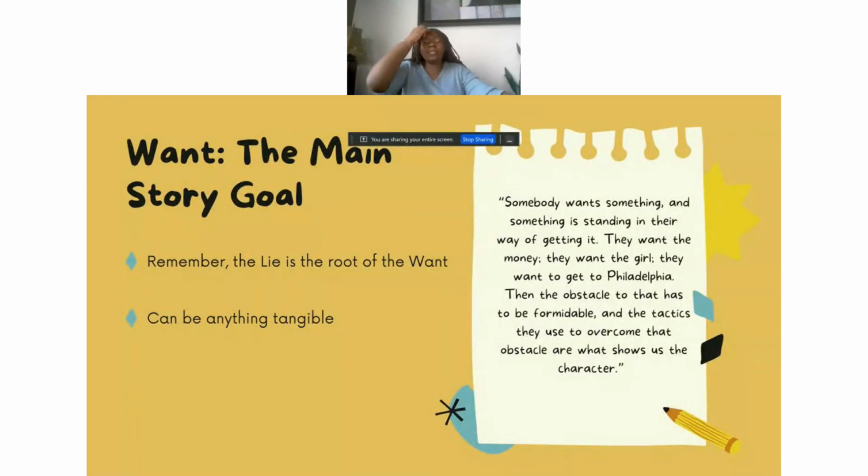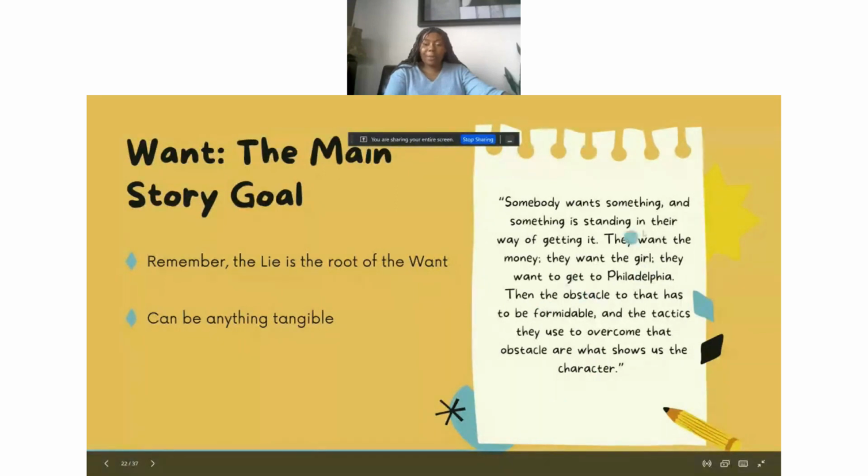So the want is basically the basis for the entire story. The story is about the character going after what they want, but it's going to end up being about them realizing what they need, right? So it starts off with the character going after what they want, and it will end with the character going after what they need.